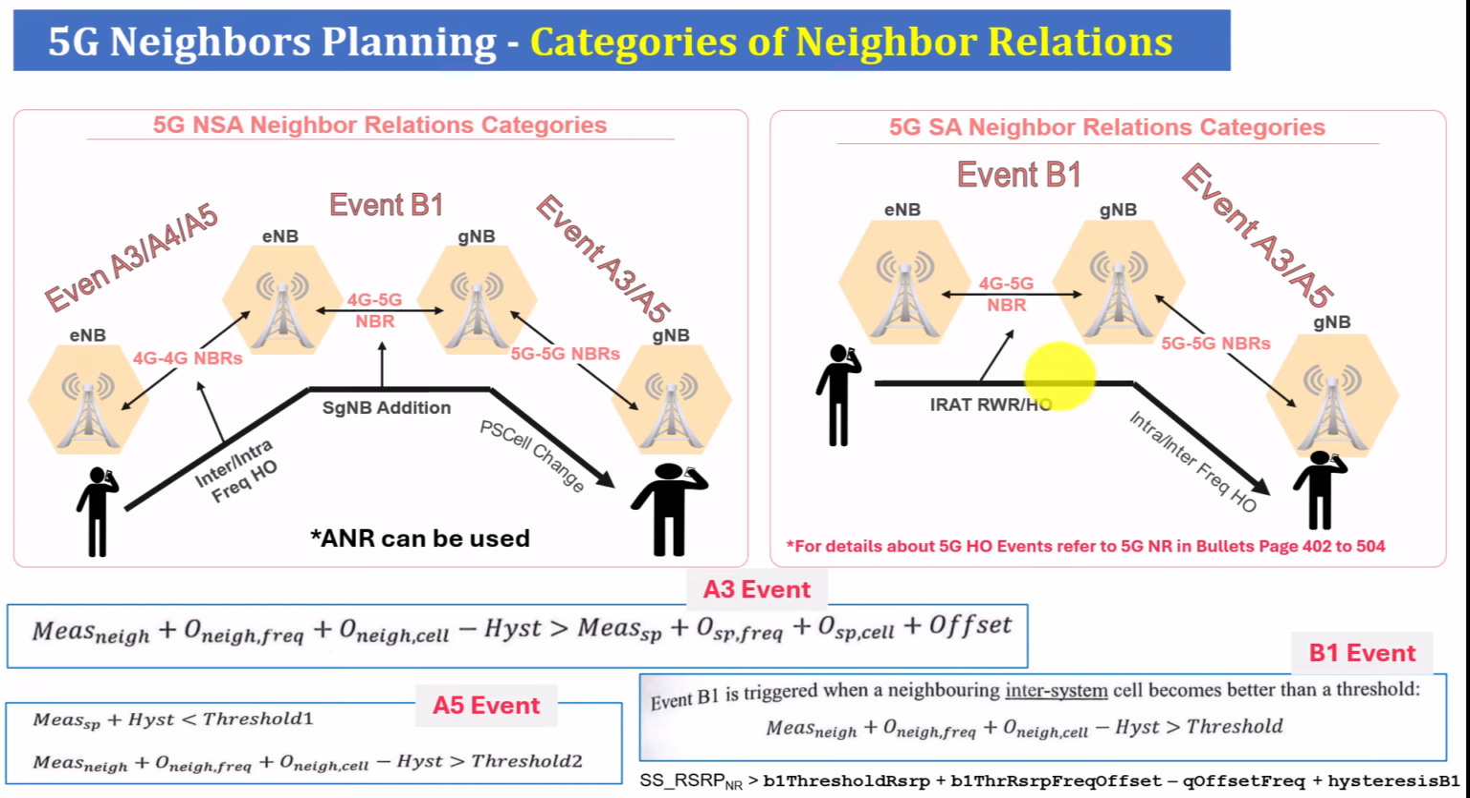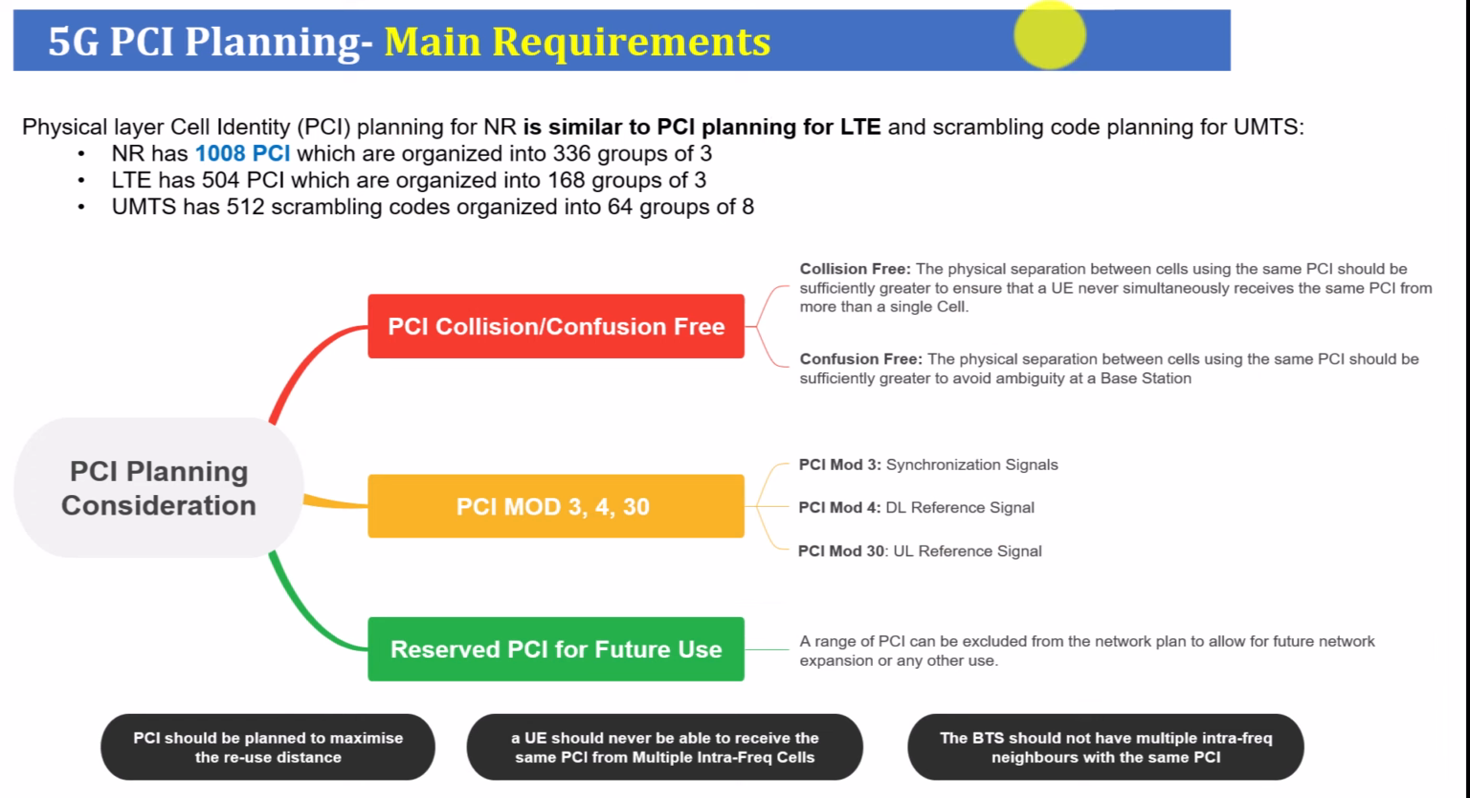For example, it will be something like 4G if you replace E-node B with 3G and G-node B with 5G. So in general, you have reselection or handover, release with redirection or handover from 4G to 5G, then you have intra-frequency. This is the majority of what we need to cover about the neighbors definition. So now let me jump to the next section.